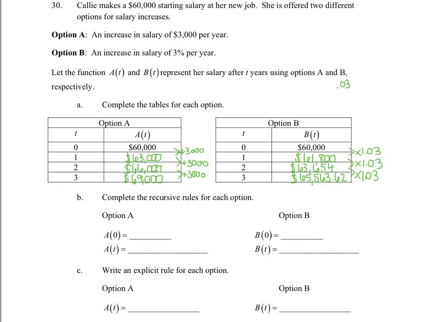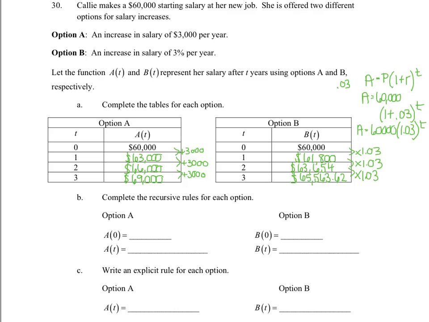There's a formula, if you go back to your formula sheet, that talks about compound interest. Compound interest is A equals P times 1 plus r to the t. P is your principal, it's your starting amount. So in this case, we'd have 60,000, and then we'd be adding 1 plus our rate, which is 0.03, to the t power. So we'd get this formula: 60,000 times 1.03 to the t.